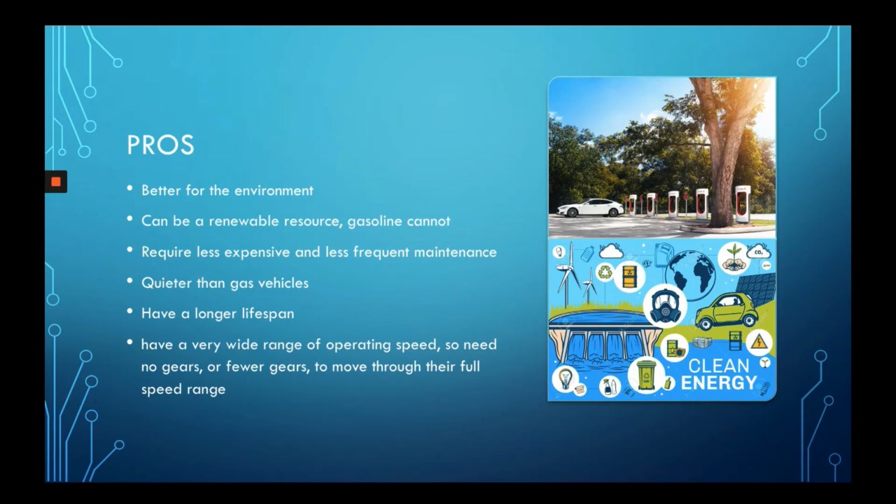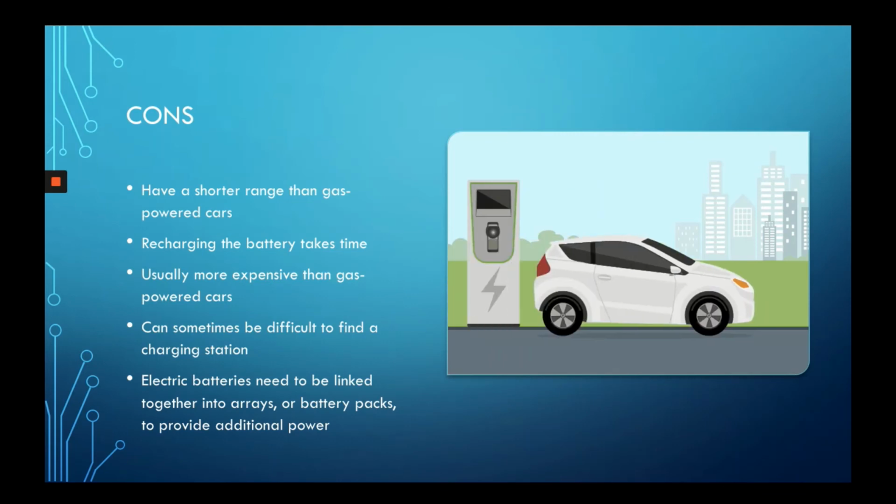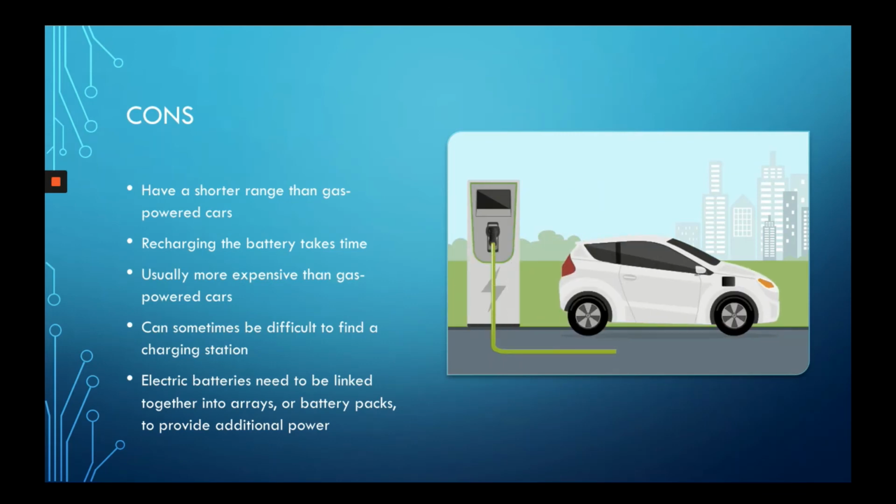Another pro is that they have a very wide range of operating speed without needing gears, unlike gas engines, which do need gears to operate their full range of speed. And then we will discuss the cons of electric motors.